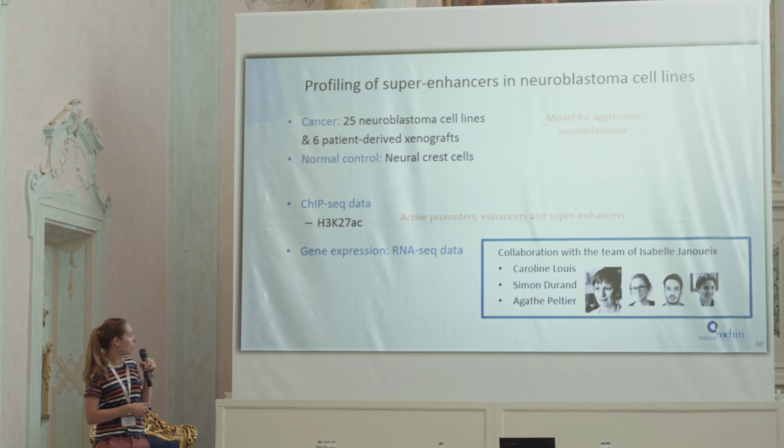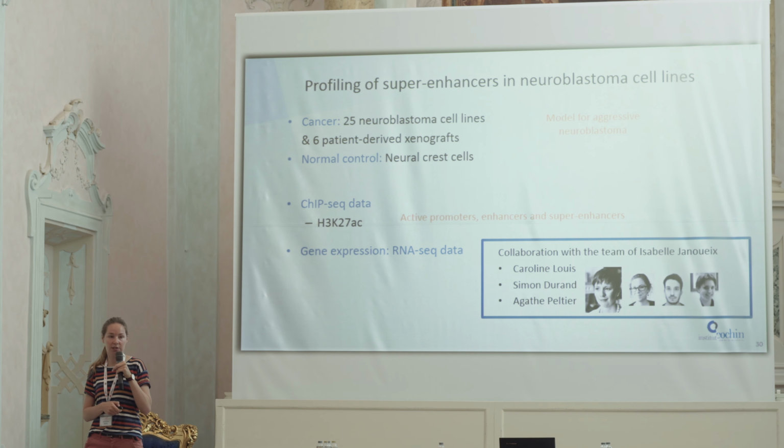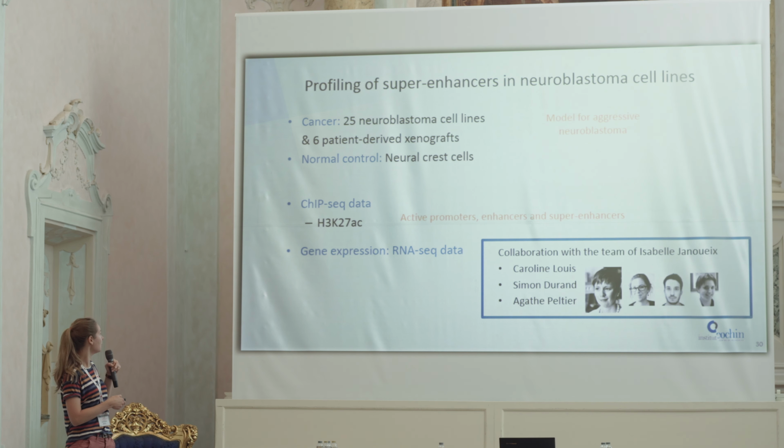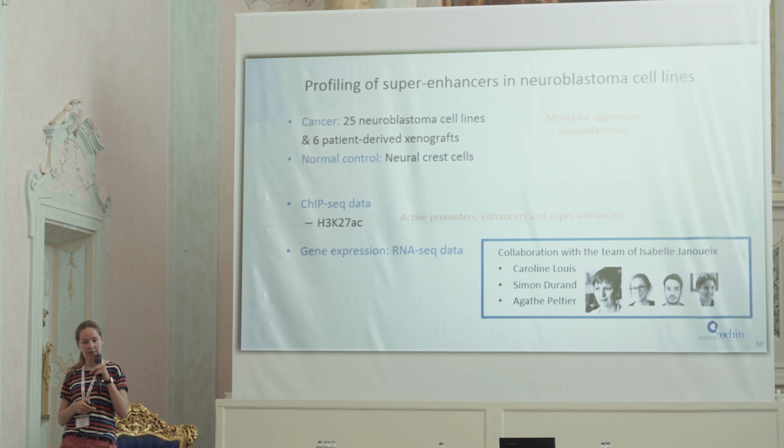So we wanted to profile super enhancers. For this, we generated ChIP-seq data for H3K27 acetylation in 25 neuroblastoma cell lines and 6 patient-derived xenografts, to show that what we see in cell lines makes sense and is similar to tumors. As a control, we used neural crest cells, because neuroblastoma is believed to derive from neural crest.